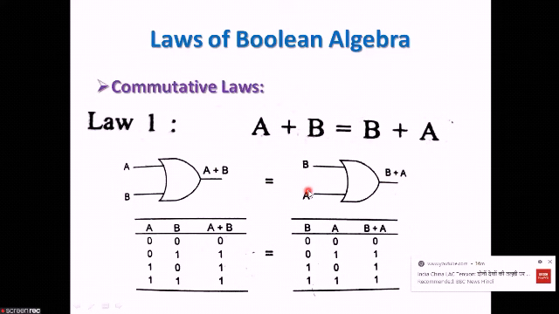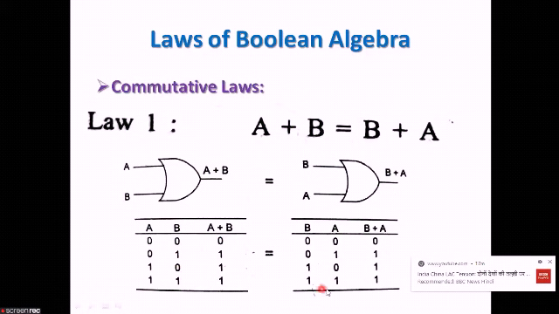How will we prove it? We will use the truth table. Now let us see the truth table. This is A and B, and the output is A plus B. Similarly, in this diagram, this is B and this is A, because B is the first input and A is the second input, and the output is B plus A. So the combinations are 0, 0. In the case of 0, 0, what is the addition? This is 0. 0, 1 is 1. 1, 0 is 1. And 1, 1 is 1.